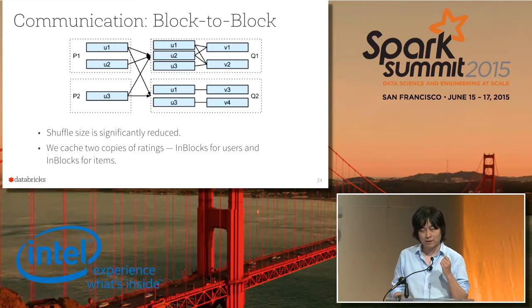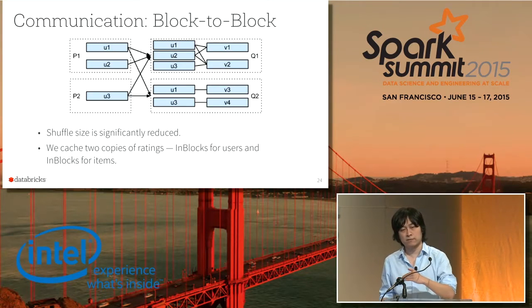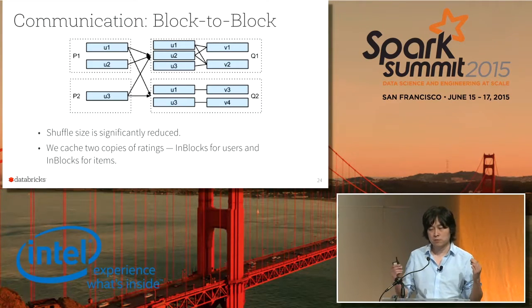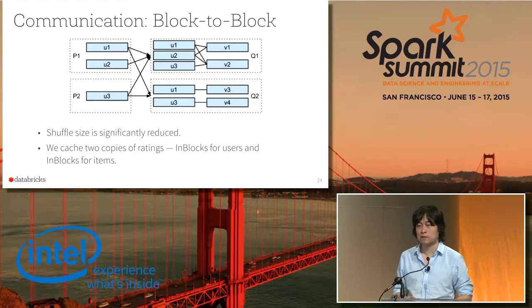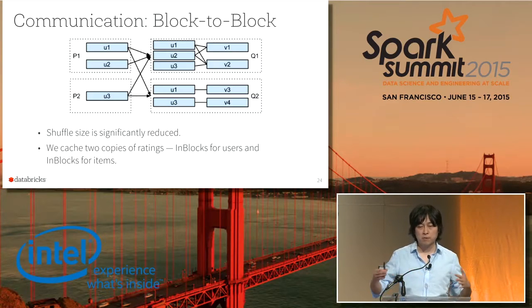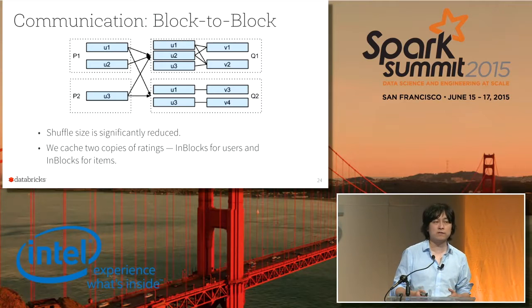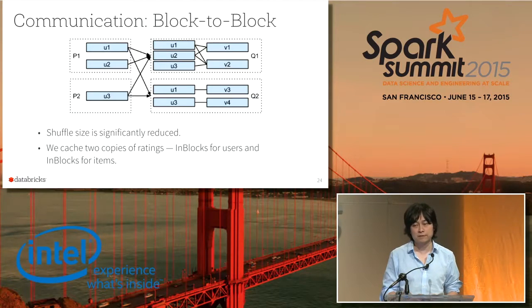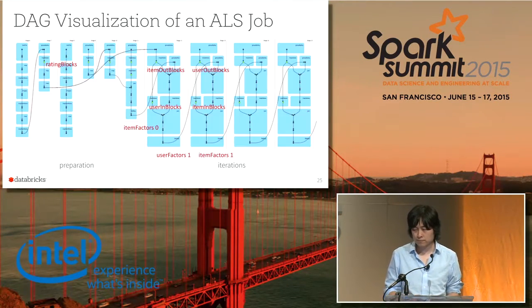If you read it carefully, you see that there are actually two directions. One is from user to item. The other one is from item to user. So we need to store two copies of the input ratings. It's not just that we cache the input and start computation. We prepare those blocks and actually store two copies in order to save communication during iteration. This is a very common pattern when you design parallel algorithms.